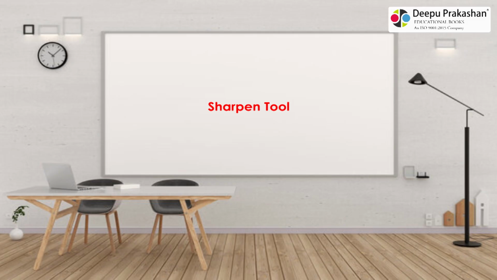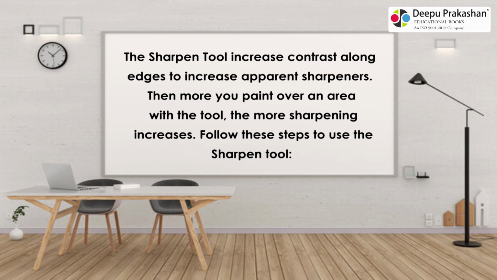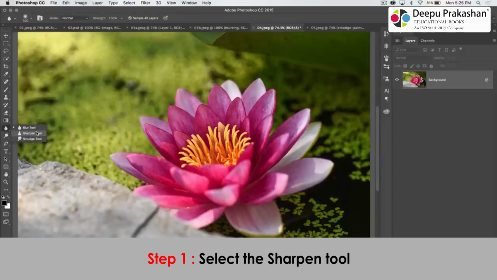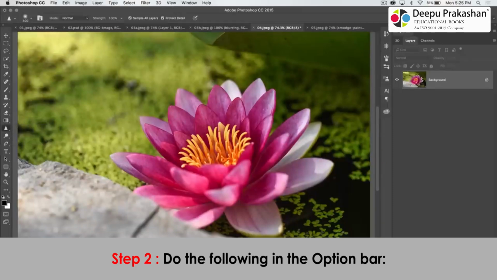Sharpen tool. The Sharpen tool increases contrast along edges to increase apparent sharpness. The more you paint over an area with the tool, the more the sharpening increases. Follow these steps to use the Sharpen tool. Step 1. Select the Sharpen tool. Step 2. Do the following in the options bar.